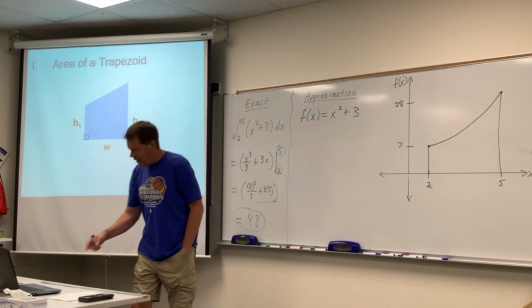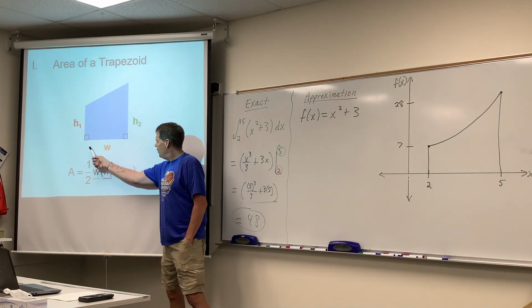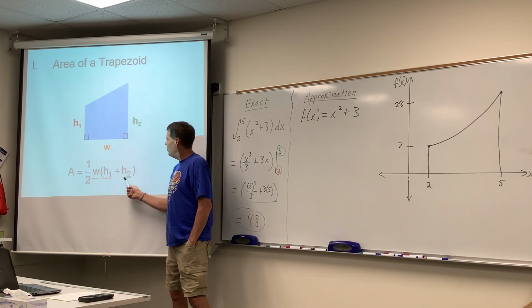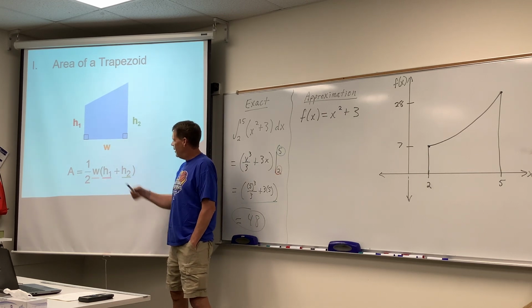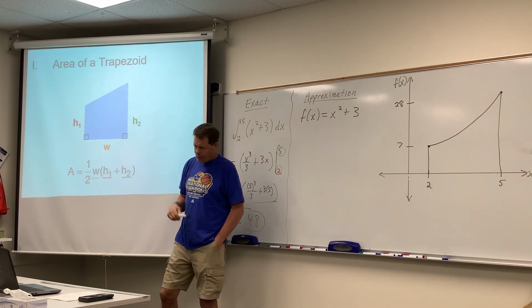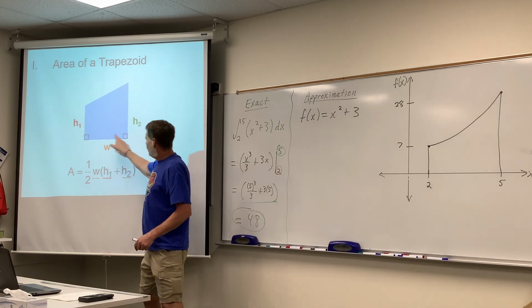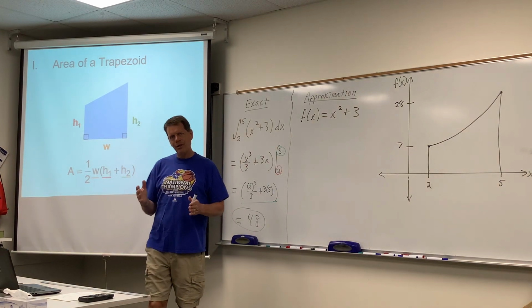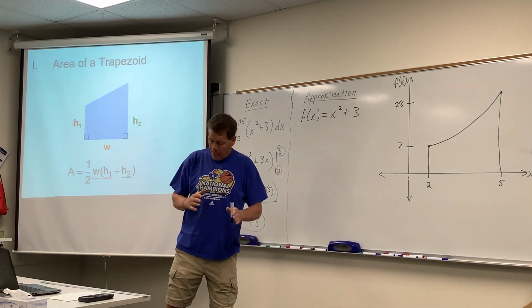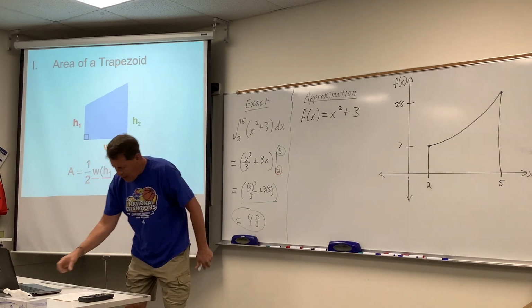The formula for the area of a trapezoid, which we'll come back to, is 1/2 W times (H1 plus H2) in parentheses, all right? So 1/2 the width times the sum of the heights for that type of trapezoid. This is a trapezoid that has right angles at the bottom. Not all trapezoids look like that, but they will on the picture we're about to draw.